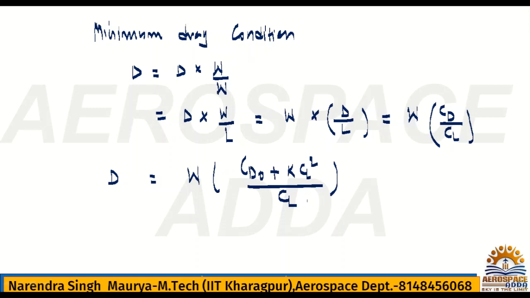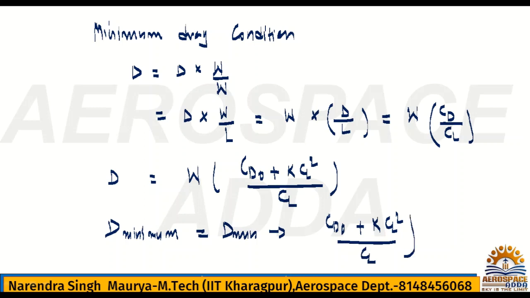Weight is what? Constant. So if I say I need D min, then what will we do? Because weight is constant, we cannot do anything. So for D min, what value will be minimum? This CD naught plus KCL square by CL should be minimum. Yes or no? This should be minimum for minimum drag. This bracket value should be minimum, because weight is constant, so we cannot touch the weight. Only CD naught plus KCL square by CL. If this bracket value is minimum, then we will get minimum drag.